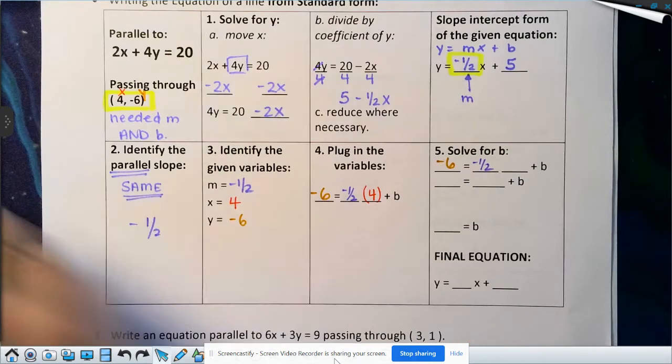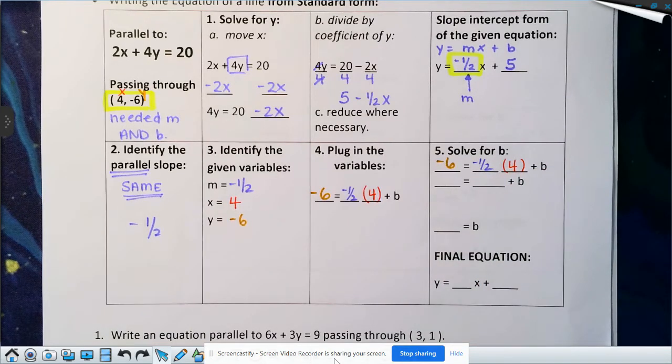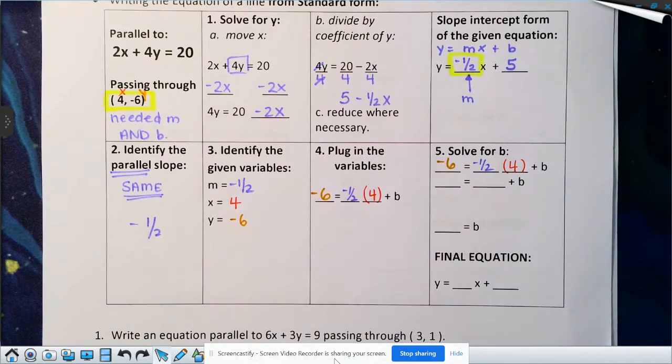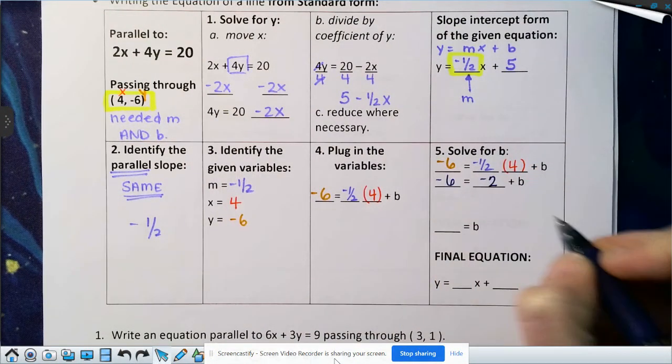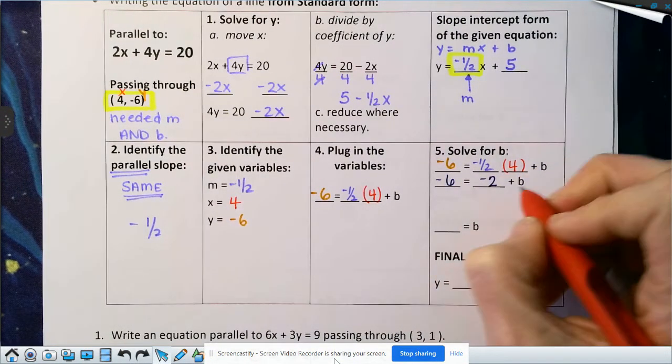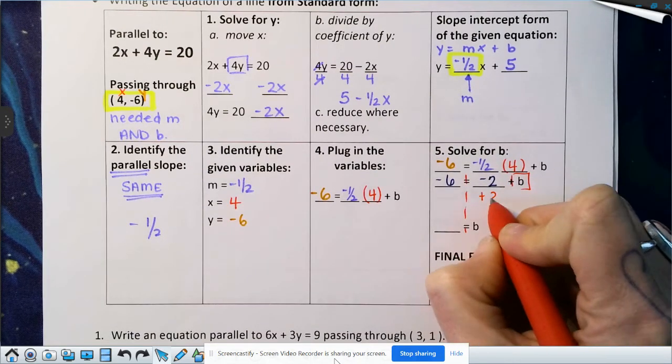And you could solve below if you want. This is, again, just showing you your steps and each thing as you go along. So a negative 1/2 of 4 is going to give me a negative 2 plus b. I'm going to want to get b by itself. So we're going to take the inverse of that negative 2. And so we're going to add 2 to both sides.